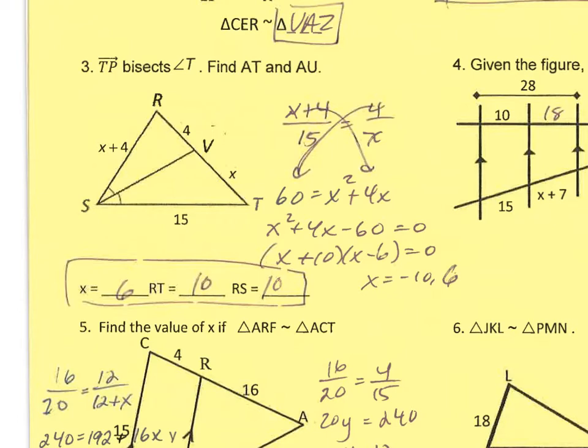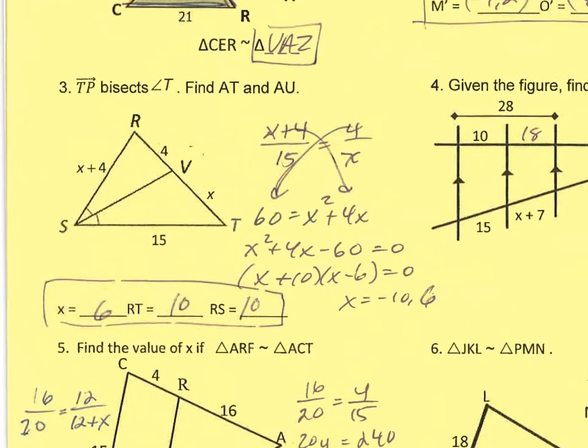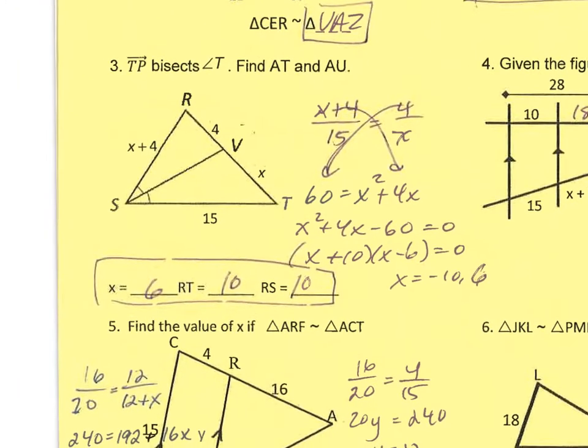You could say x plus 4 over 4 equals 15 over x, and that way you're still going to get the same cross products. You're still going to get x plus 4 and x to be cross products, 4 and 15 to be cross products. So any way you do it should give you the same cross products, unless you're zigzagging, that should be the way that it goes.